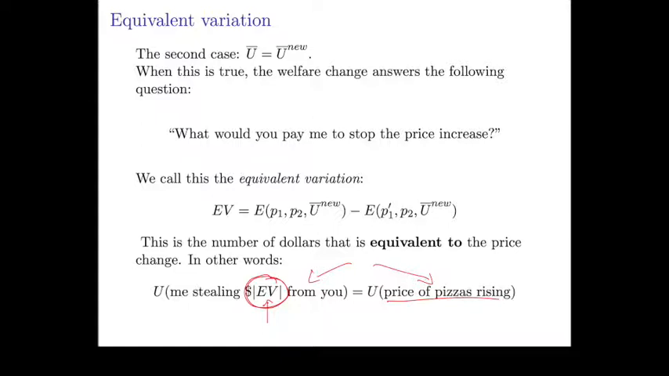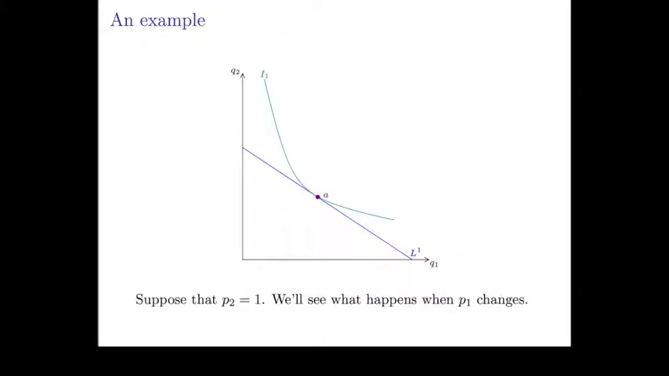So we've defined two notions of consumer welfare, compensating variation and equivalent variation. So let's look at both of these in an example. So let's suppose the price of good 2 is 1, and let's vary the price of good 1 and see what happens.